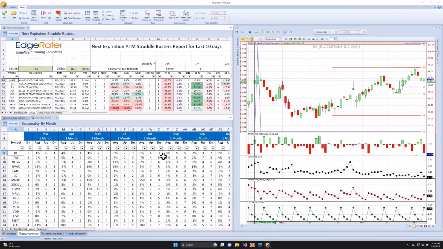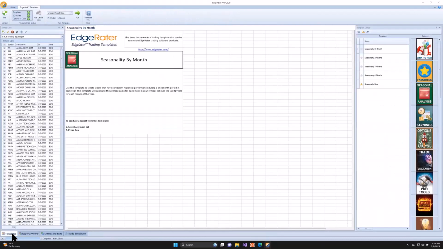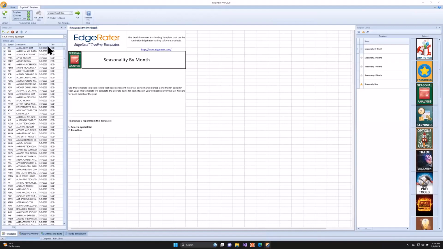The way this is organized is it's done over the prior 10 years, or however many years of data you have in your list. So this is an important thing to remember. When you're running a template against a list of stocks, that list can have any amount of data. It just depends on the configuration that you have.